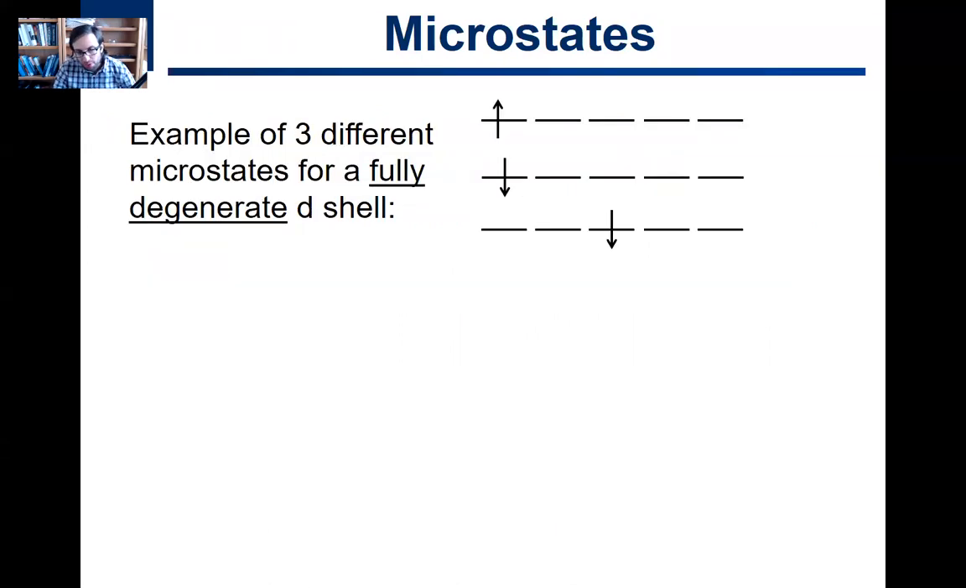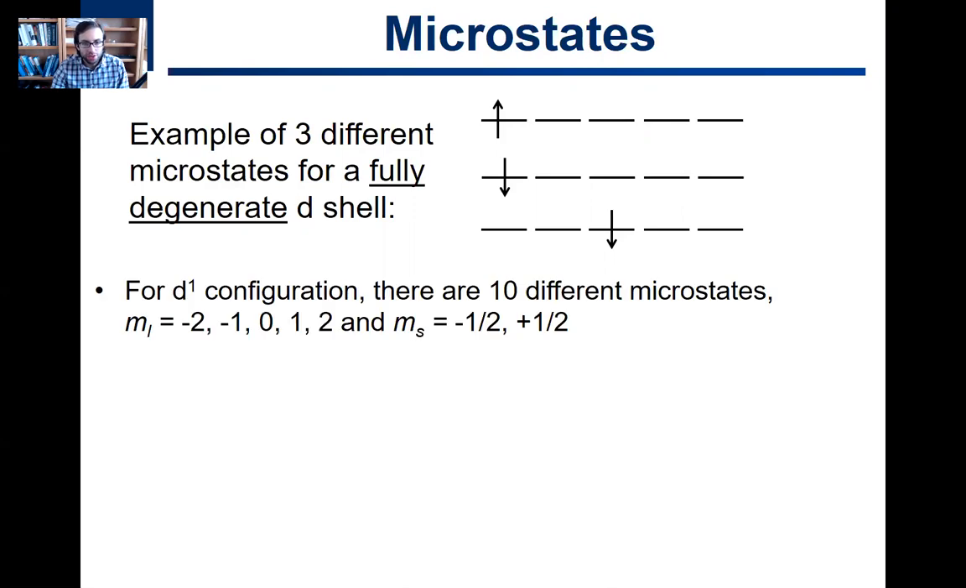So take the example of d1. You've got a fully degenerate d shell, like in an atom. So you have 5 d orbitals, same energy, 1 electron. Well, you can put this in 10 different microstates: spin up in each of the 5 subshells, or spin down in each of the 5 subshells. Here are 3 different examples, but there's 10. It comes from the 5 different subshells, and then the spin up and spin down combinations. 2 times 5 is equal to 10.